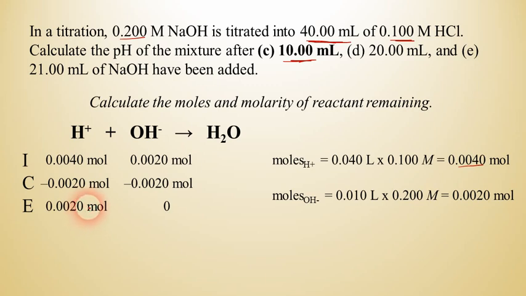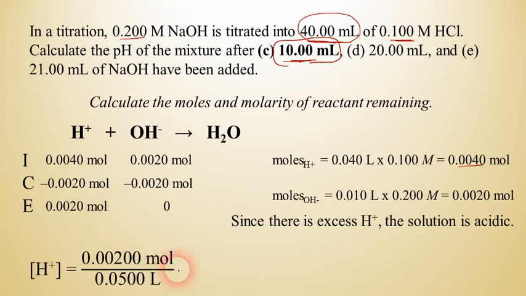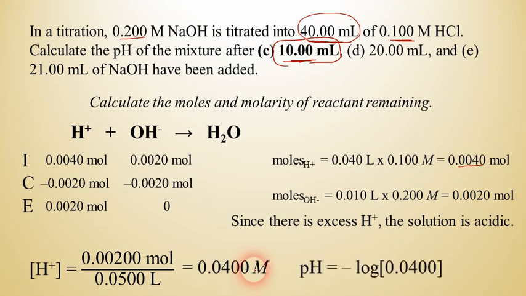What is our total volume at this point? Well, we started with 40 milliliters in the flask, and we've just added 10 more milliliters of base. So that's 50 milliliters. So we have to divide 0.002 moles by the 50 milliliters, or 0.050 liters. When we do that, we get an answer of 0.04 molar. And if we know the molarity of hydrogen ion, it's pretty simple just to take the negative log of that and find the pH. So the pH is 1.40.